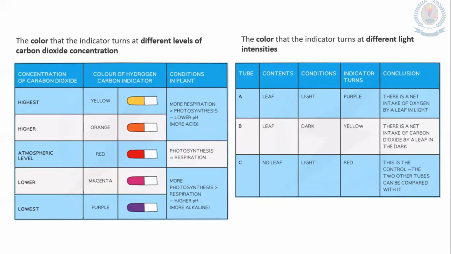So what's the color then? The indicator turns into purple color in test tube A. In test tube B, it turns into yellow color. In test tube C, it's turning into red color. So what's our conclusion? In test tube A, there is a net intake of carbon dioxide by a leaf in light. In B, there is a net output of carbon dioxide by a leaf in the dark. C, this is kind of like the control, right?